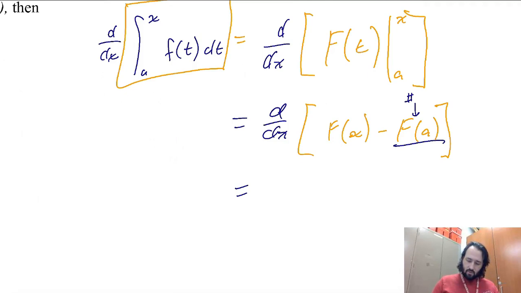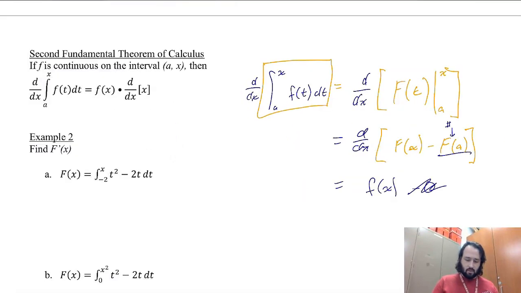If I do the derivative of big F of x, well, that would just give me back little f of x, right? Because the antiderivative was big F. So if I do the derivative of the antiderivative, it's just back to little f. And then the derivative of a number is 0. So I'm down to f of x, right?